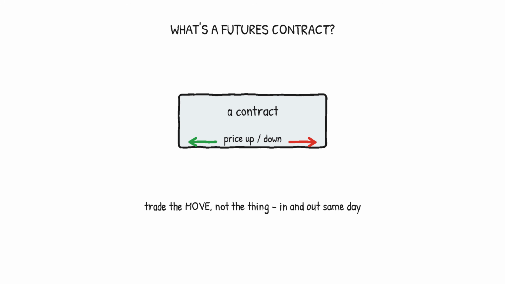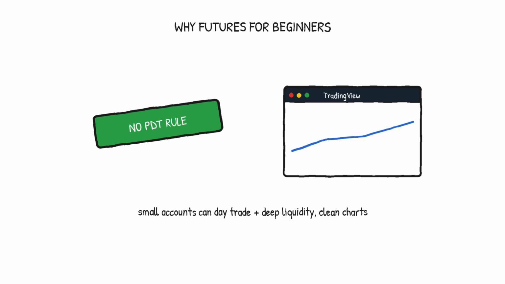First, what's a futures contract? A futures contract is an agreement to buy or sell something at a set price later. As a day trader, you're not holding anything. You're trading the price moving up or down, in and out, same day.